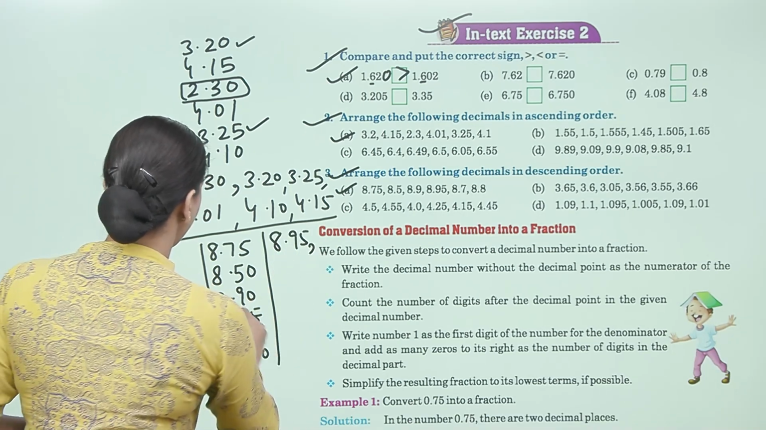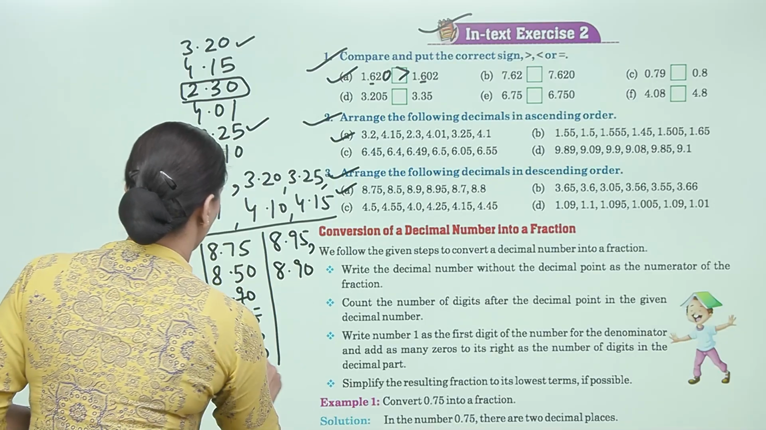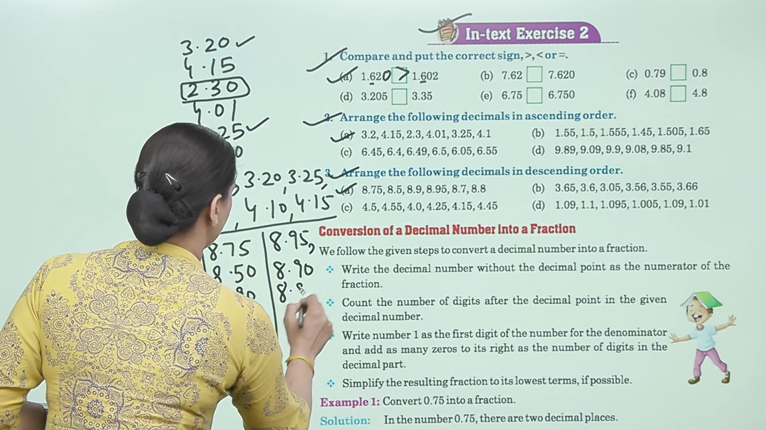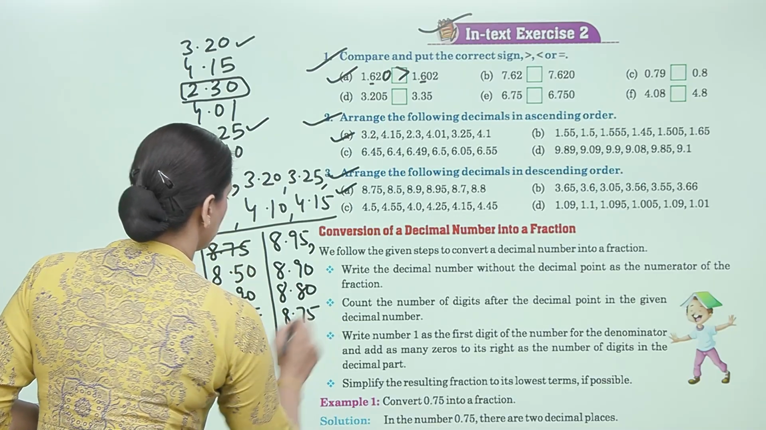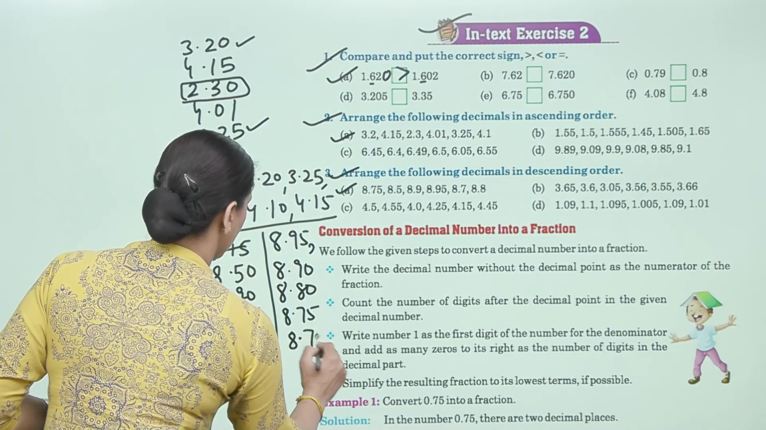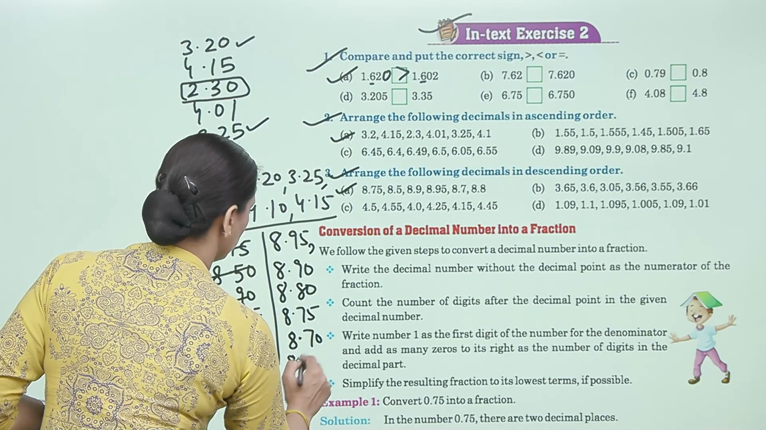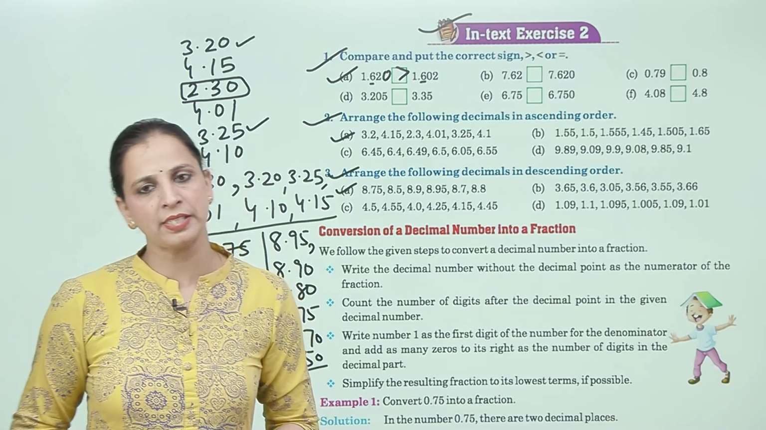after that 8.90, after that 8.80, after that 8.75, after that 8.70 and the smallest one is 8.50. So children, we will use the same method, and you will try the remaining parts yourself.